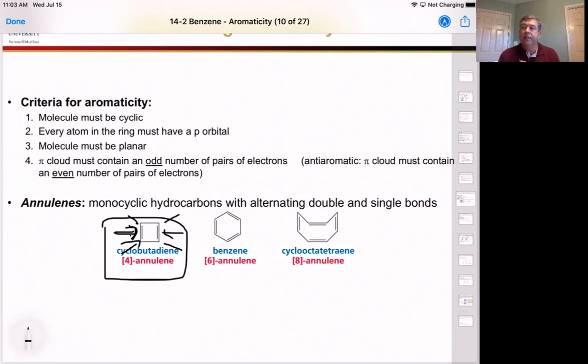Okay, let's apply these rules to benzene. We know it's aromatic, but let's make sure, okay? So first of all, we have an sp2 hybridized carbon on all 6 members of that ring. We have a pi bond on all 6 members of that ring. So we have 6 pi orbitals, and we have 2, 4, 6 electrons in that system. That fits the 4n plus 2 rule, and it has 3 pairs of electrons for each of those double bonds, meaning it meets the rules for aromaticity. Cyclic, p orbitals, planar, and an odd number of pairs.